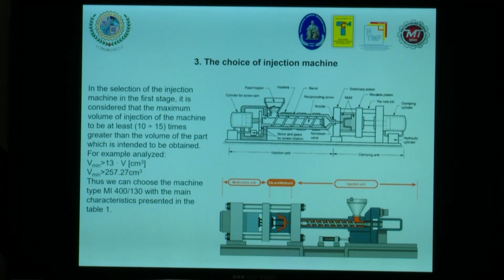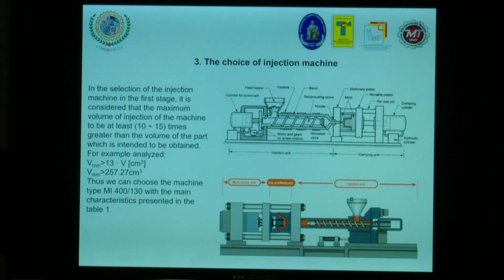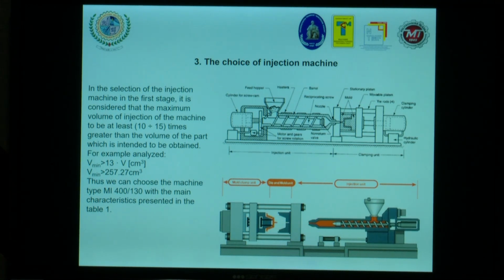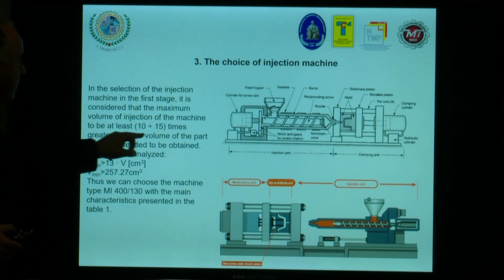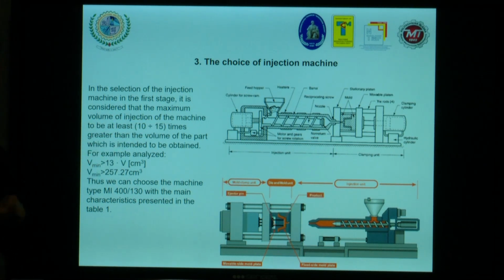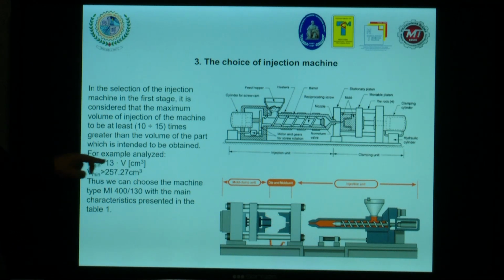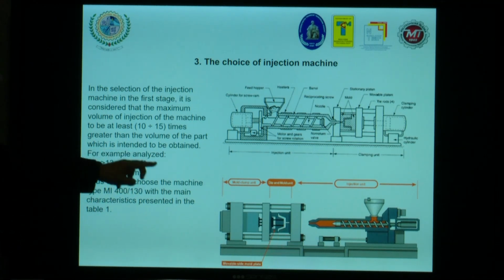So, the choice of the injection machine. It's important to choose the injection machine correctly, otherwise it's possible to destroy everything, I mean to have more defects during the injection of the part and so on. Because the selection of the injection molding machine is the first stage, and it is considered that the maximum volume of the injection machine should be at least 1.5 times greater compared with the volume that we already calculated. So, you can see here the value, we multiply, and we obtain the final volume. We can thus choose the injection molding machine.